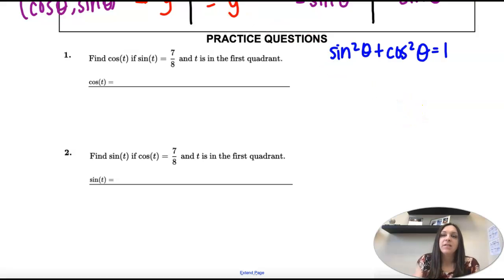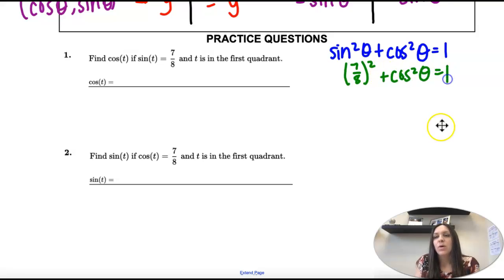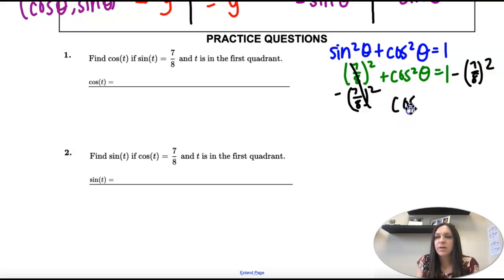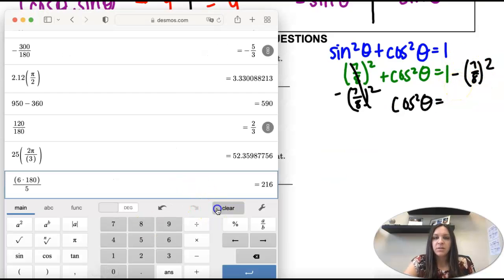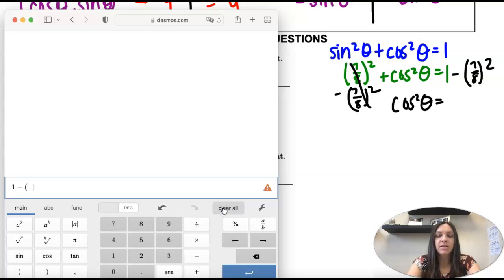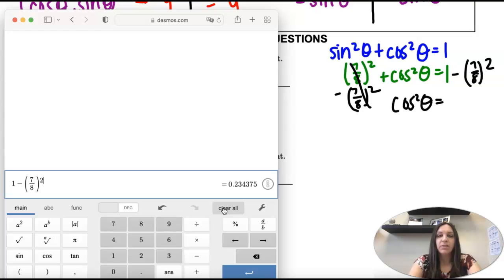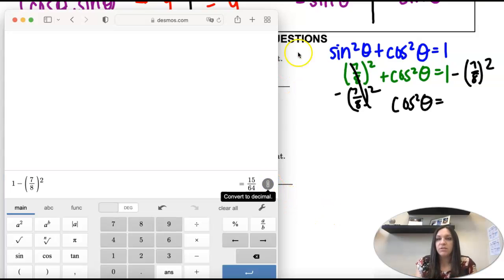Okay, so sine is 7/8, but remember this really means that this whole value is squared, even though the 2's there. And then cosine squared and 1. So we're going to take 1 and subtract this 7/8 squared from both sides. So we're just left with cosine squared of theta, and then whatever this value is. So let's put it in our calculator. 1 minus 7/8 squared, which is 15 over 64.